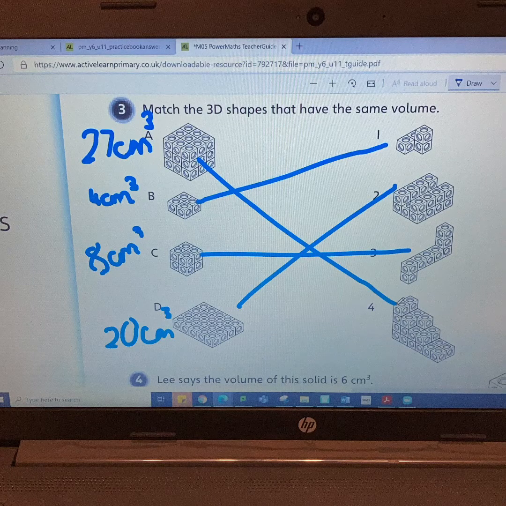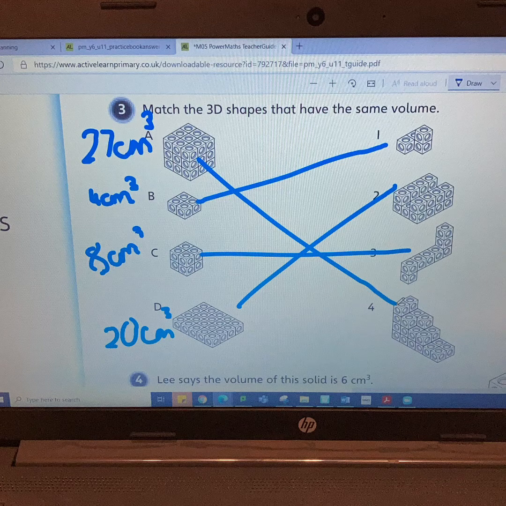Answer time for this one then. I've worked out the volumes for the left-hand side and I wrote those down. So I wrote down as much information as I could. So for A then, I could see that the base would be 3 times 3, which is 9. The height would be 3, so it's 3 times 3 times 3, or 3 cubed, which is 27 centimetres cubed. Then I worked out the volume of B, which was obvious, 4 centimetres cubed. C was 8 centimetres cubed, and D was 20 centimetres cubed, because it was 5 times 4 times 1.